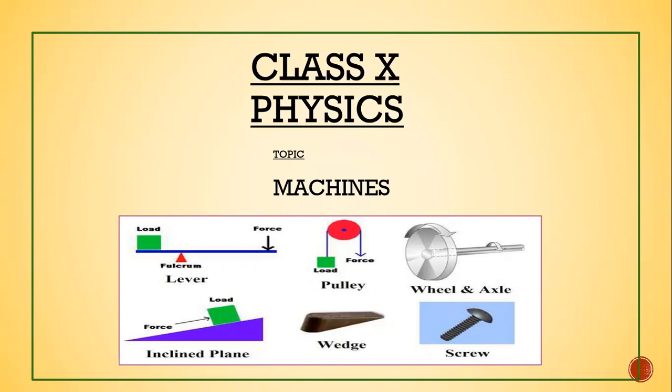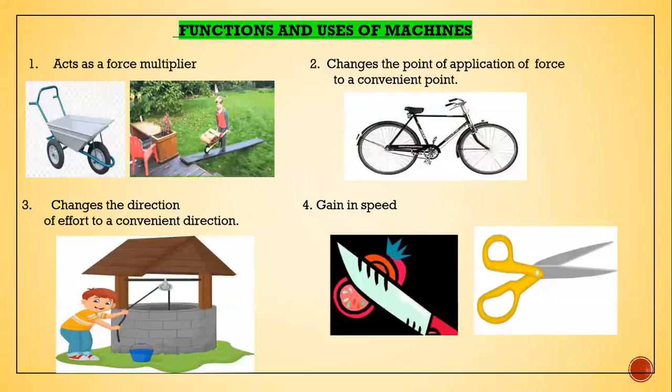Lever, pulley, wheel and axle, inclined plane, wedge, screw. These are some examples of simple machines which we have around us, which have made our lives easy, our jobs easy. Now let us study a few functions and uses of simple machines.